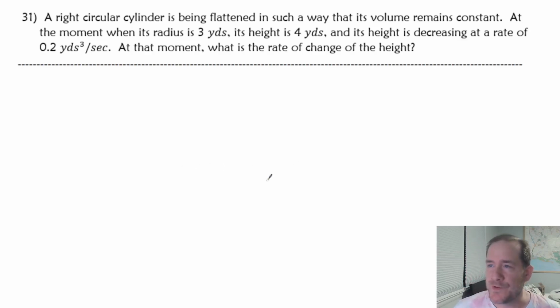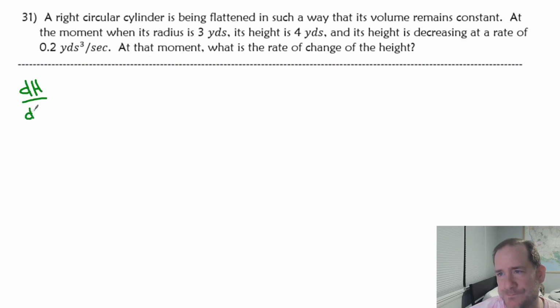But for 31, I just explained what I think was pretty important here, which is to realize that for this problem, we are squashing a right circular cylinder. That means we will have a dH dt that is negative. Now, did they tell us what it is? At the moment when the radius is 3 and its height is 4, the height is decreasing at a rate of 0.2. So we got that.